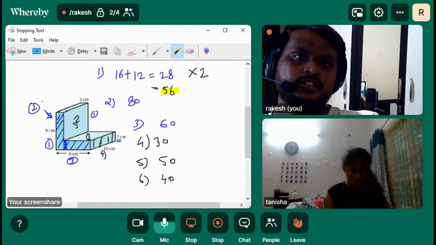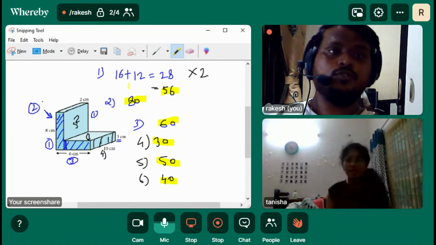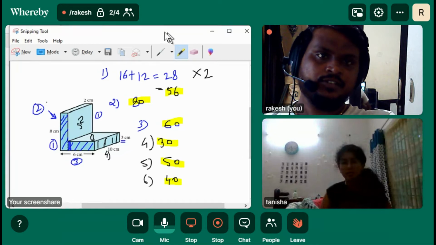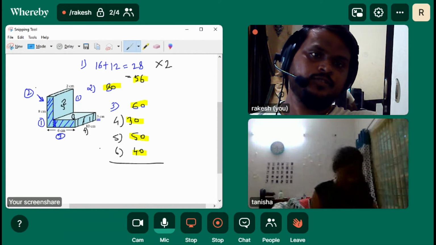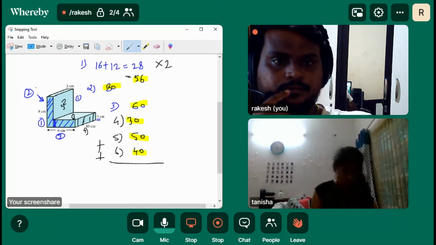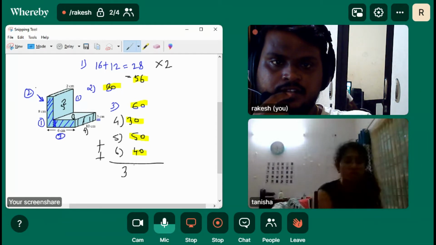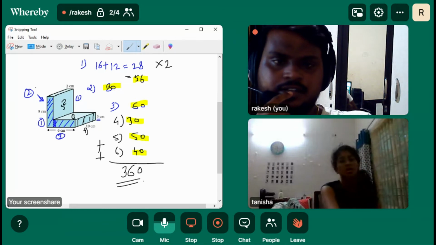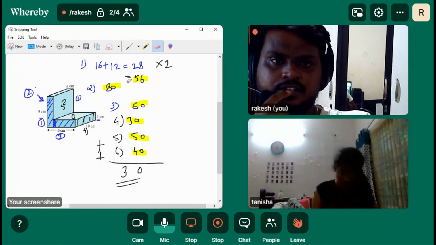So add all of this: 56, 80, 60. There should not be any repetition. When we add all of this, why would you multiply? These are the individual areas of individual surfaces, so we simply add them together. It will give you the total area. So that is 316.